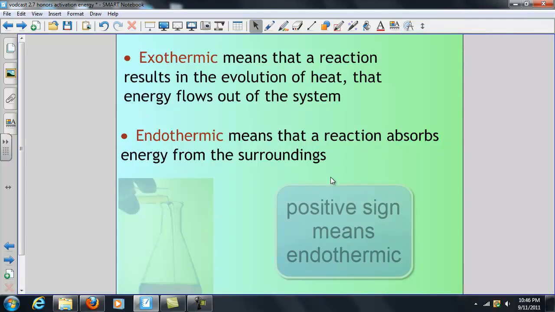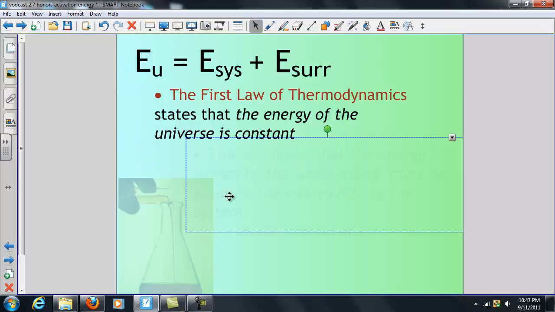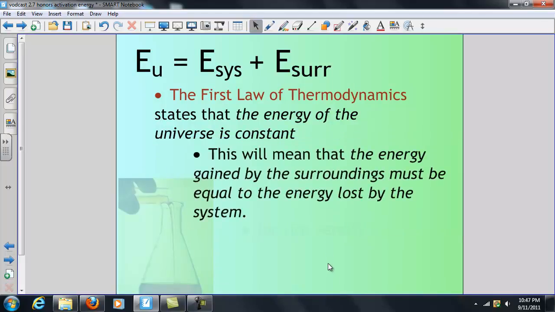You should have those definitions down from one of the previous vodcasts, but just make sure you know this. Remember again that if it is an exothermic reaction, then it's going to have a negative sign. And if it's an endothermic reaction, it's going to have a positive sign. When we calculate delta E or Q in the calorimetry equation that we've been calculating, negative sign means exo, positive sign means endo.